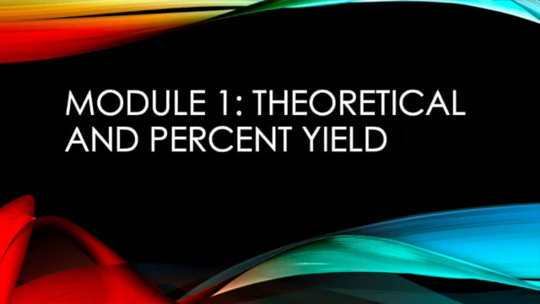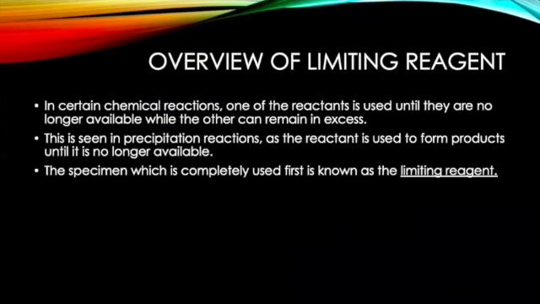Module 1, Theoretical and Percent Yield. Overview of limiting reagent. In certain chemical reactions, one of the reactants is used until it is no longer available, while the other one can remain in excess. This is seen in precipitation reactions, as the reactant is used to form products until it is no longer available. The specimen which is completely used first is known as the limiting reactant.